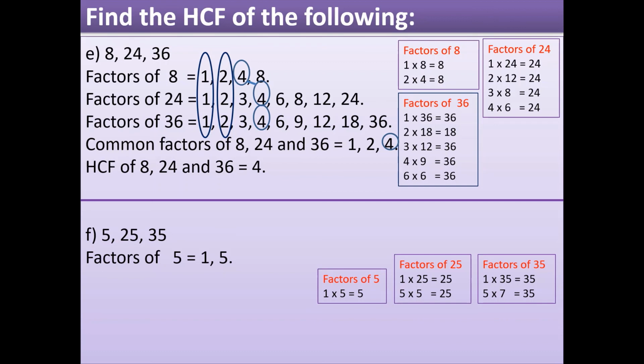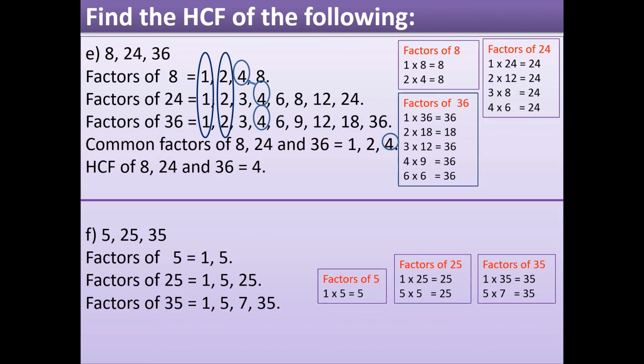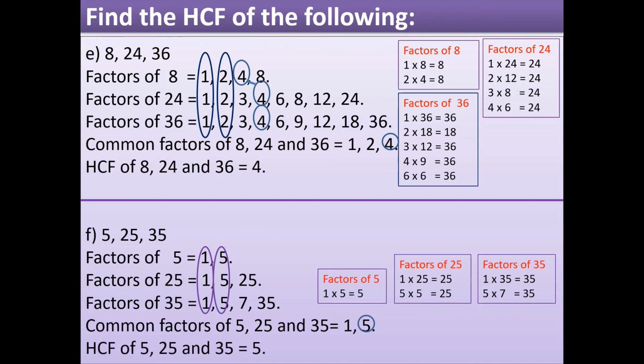So factors of 5 is equal to 1 and 5. Then factors of 25 is equal to 1, 5 and 25. And the factors of 35 is equal to 1, 5, 7 and 35. Then we will find out the common factors. So common factors of 5, 25 and 35 is equal to 1 and 5. Then we will find out the HCF. So highest common factor of 5, 25 and 35 is equal to 5.